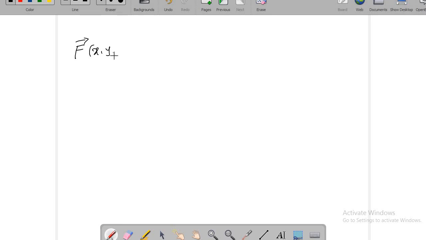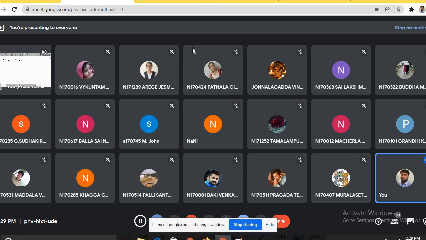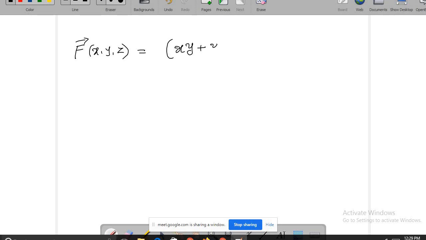F bar of xyz equals, I'll do one thing. I'll write the first term, the component of i, randomly, and accordingly I'll construct the j coefficient and similarly the k coefficient. So the first term, I'd like to take, let's say, xy. I'd like to take this plus, and you tell me the next term. Any random guy. YZ, okay. XY plus YZ.